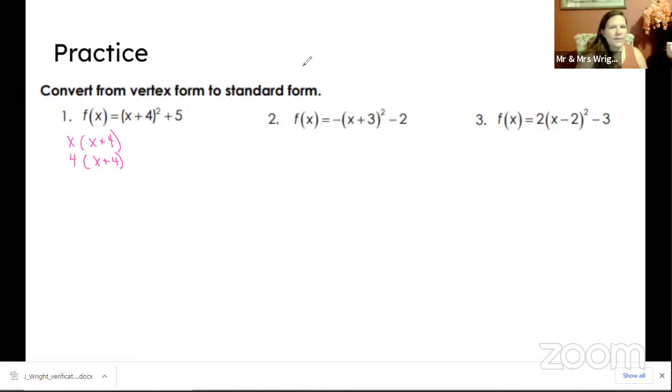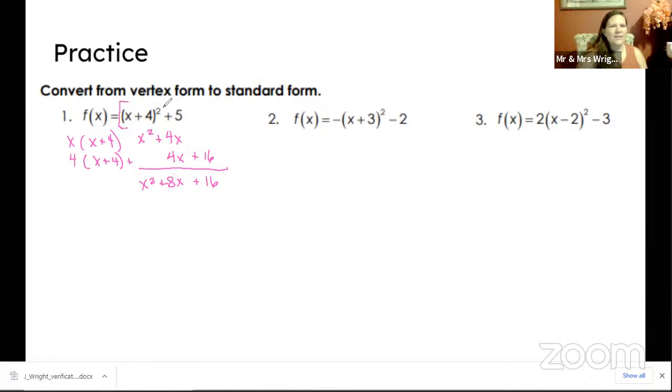I'll do FOIL maybe on the middle one here. All right, so x times x is x squared. X times 4 is 4x. That was a positive. 4 times x is 4x. And then 4 times 4 is 16. And so that gives me x squared, I'm adding these, 8x, and 16. And that checks out because x times 4 is 4x, times 2 is 8x. There you go.